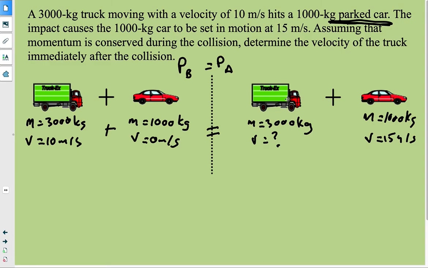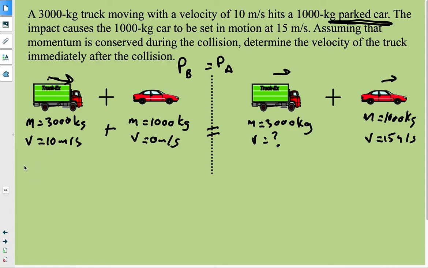So this truck, when it hit the car, gave it some of its momentum. The truck here was moving, the car wasn't. Now the truck hits it, and it gives up some of its momentum to the car. If it gives up some of its momentum, it's going to lose some of its velocity. So it was going 10, it'll be going slower after it hits. And why? Because the car gained some of the momentum from the truck. So we'll do this problem.